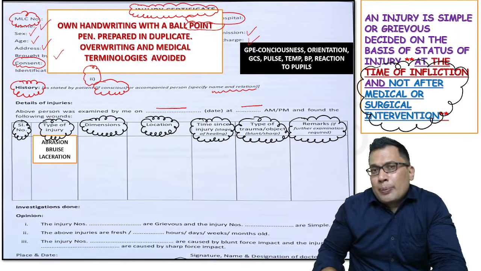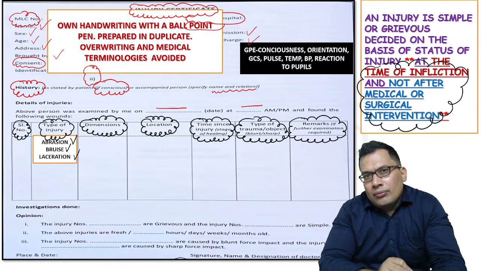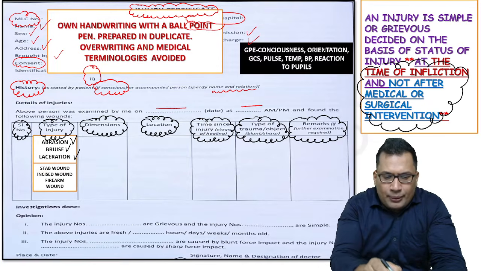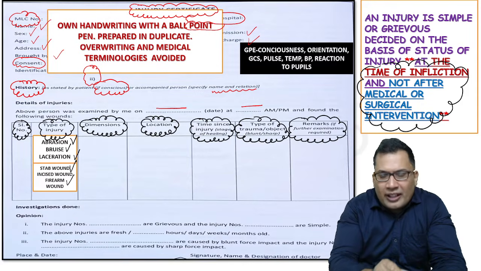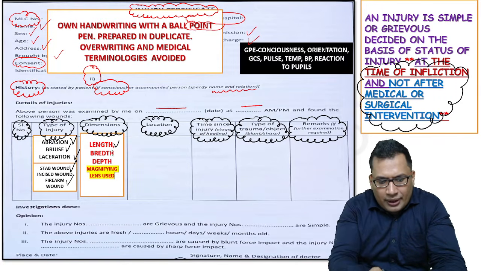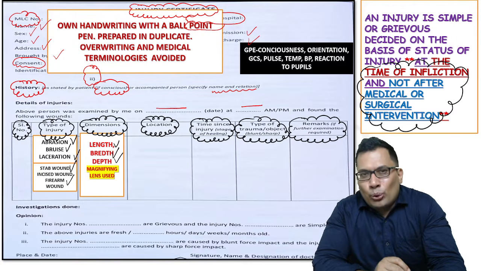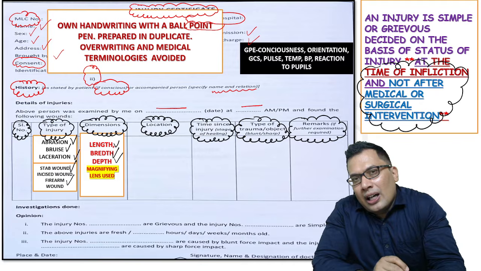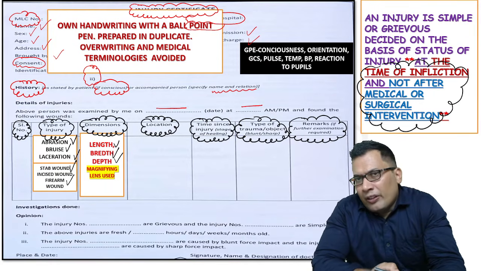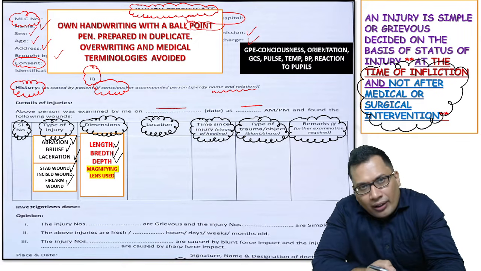So as we discussed, type of injury can be abrasion, bruise or laceration. All are caused by a blunt object, or it can be stab wound, incised wound or firearm wounds. Dimensions: length, breadth and the depth. Depth in terms of bone deep, cavity deep, muscle deep, or skin deep. You can use a magnifying lens also to see the margins, whether they are irregular or regular.